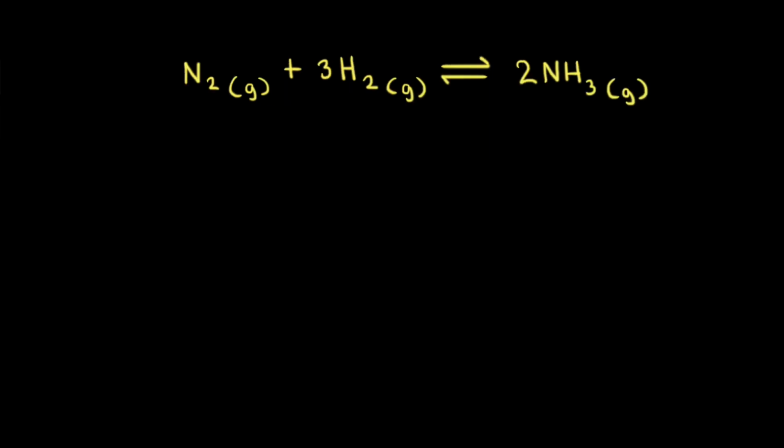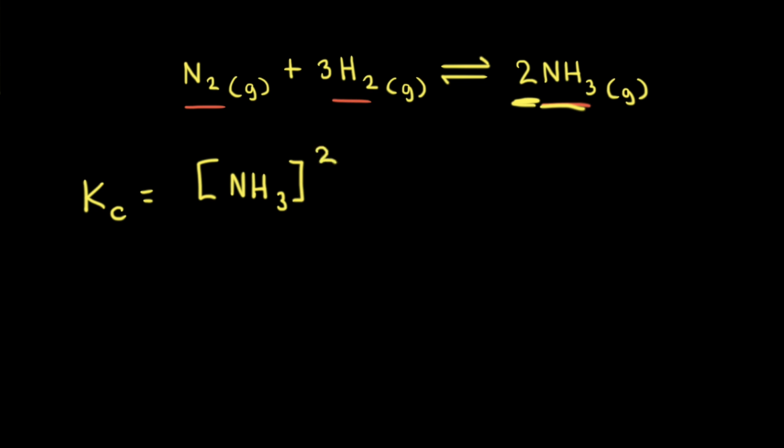Let's write an equilibrium constant expression for the following reaction, which shows the synthesis of ammonia from nitrogen and hydrogen, and everything is in the gaseous state. We start by writing the equilibrium constant Kc, C because we're dealing with concentrations. And we start with our product, which is ammonia. So we write the concentration of ammonia, and we raise it to the power of the coefficient in the balanced equation, which is a 2.